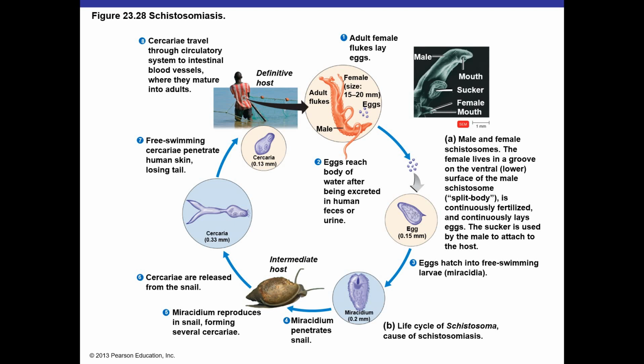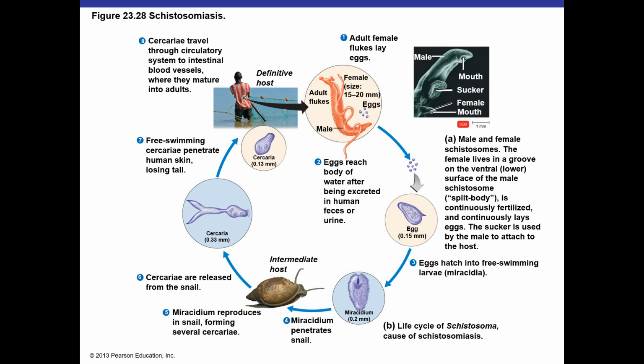So being very prolific, the eggs reach the body of water, usually again being put out in human feces or urine, and these are then going to hatch and turn into those free-swimming miracidia. The snail is the host again. The miracidia are going to penetrate the snail, and then they develop into the cercaria in that intermediate snail host.